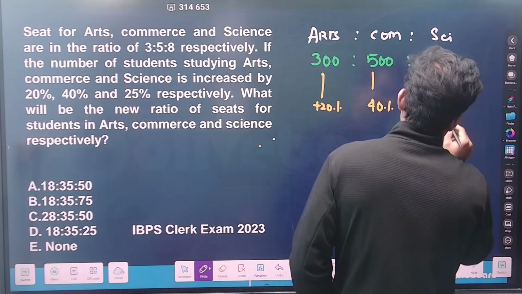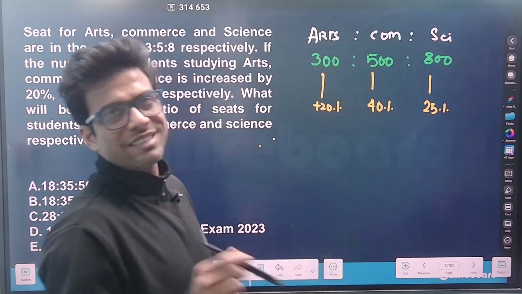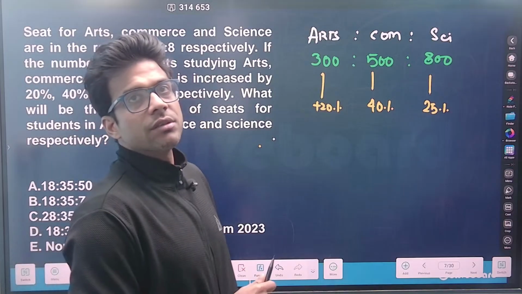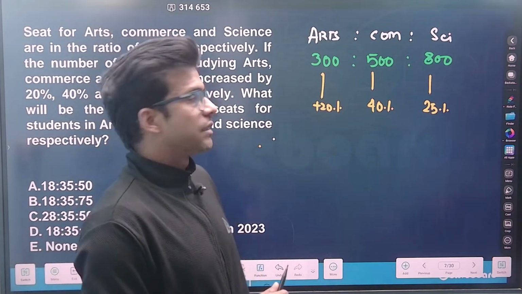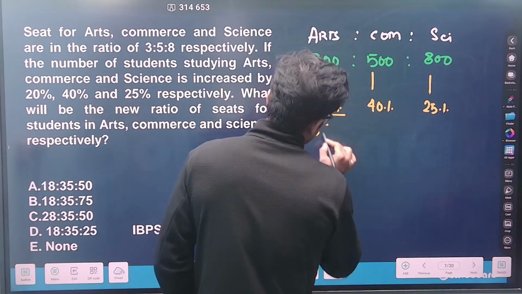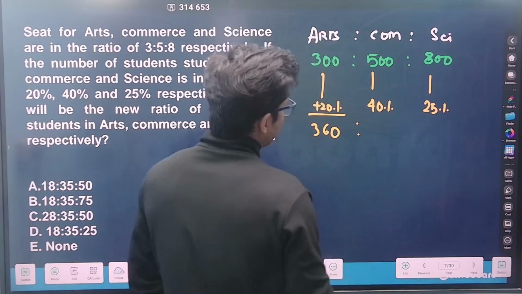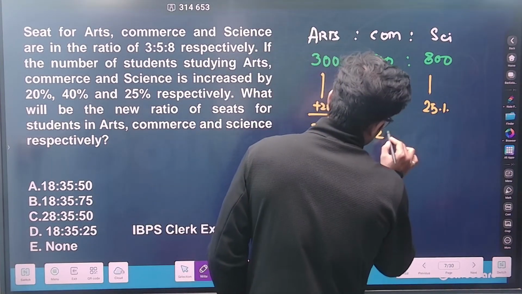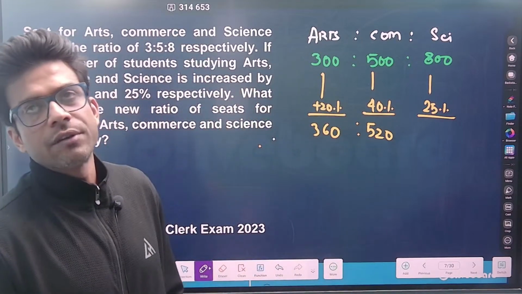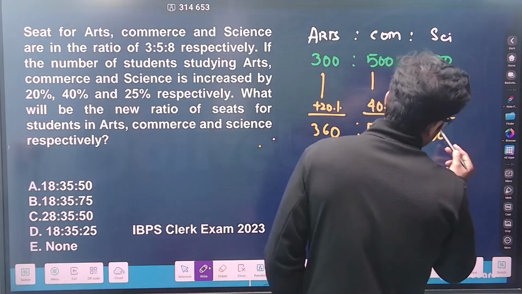So basically what we need to see now, 20% means how much? That would be 60. Correct? So the increased value will become 360. Here 5 4s are 20. Then the increased value will become 520. And 25 8s are 200. This will become 1000. This would be my increased value, correct?